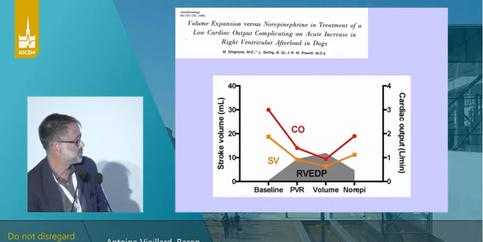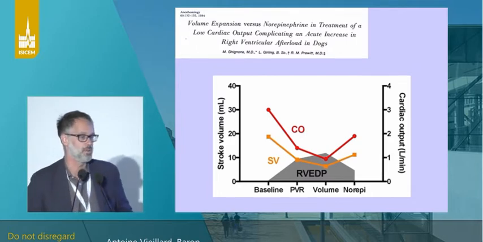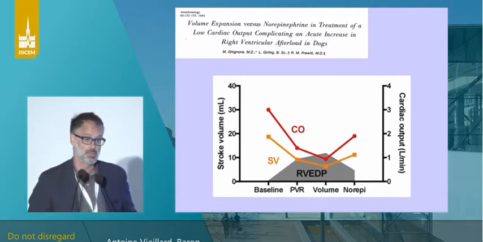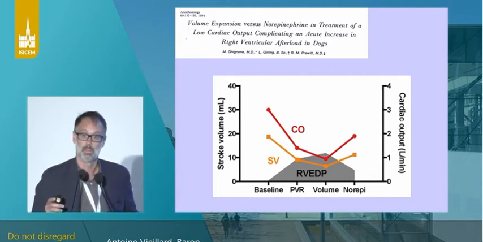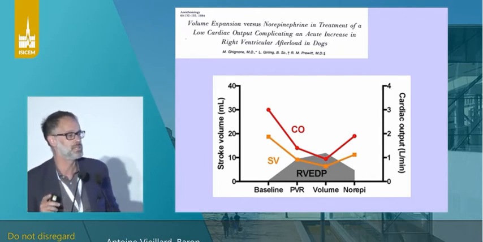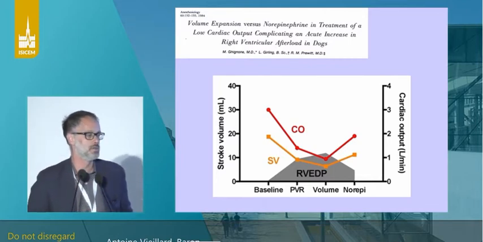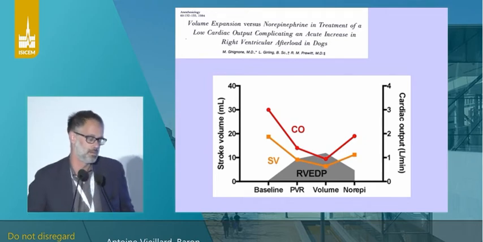After inducing the obstruction, decrease in cardiac output, stroke volume, increase in the pressure in the right heart. After giving more volume to the animal, more decrease in the cardiac output and stroke volume and more increase in the pressure in the right heart. So not only useless, but even deleterious. And finally, this is the norepinephrine infusion, which was capable here of restoring adequate hemodynamics.